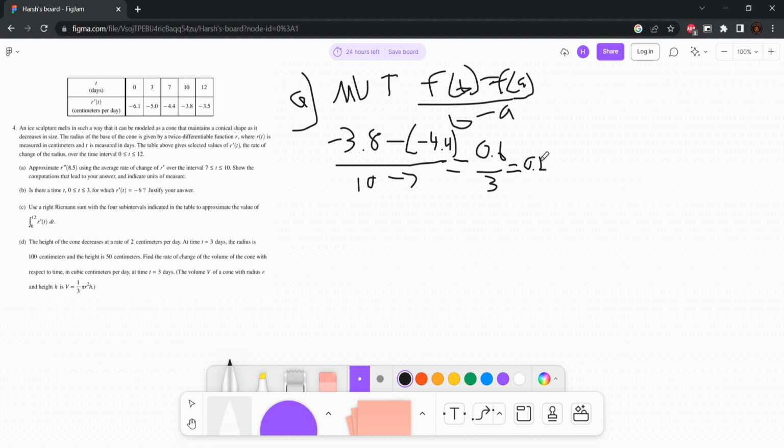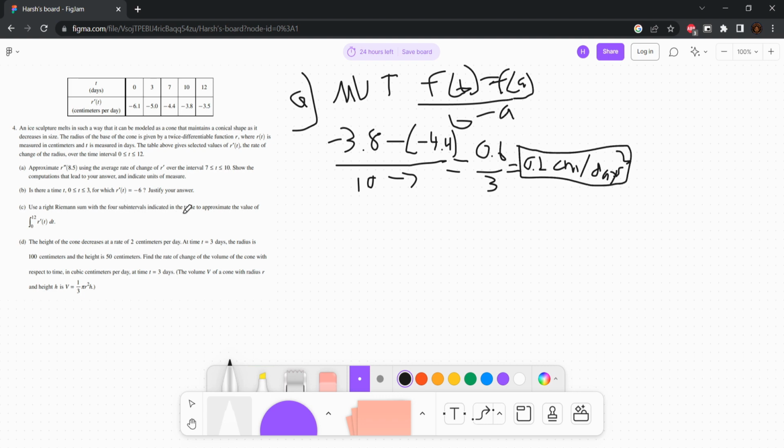And then it asks you to indicate the unit of measure, which is centimeters per day squared. It's not asking for the prime, because if the first derivative is in centimeters per day, then the second derivative is in centimeters per day squared. An easy way to think about it is like velocity and acceleration. Okay, so then this is our answer.